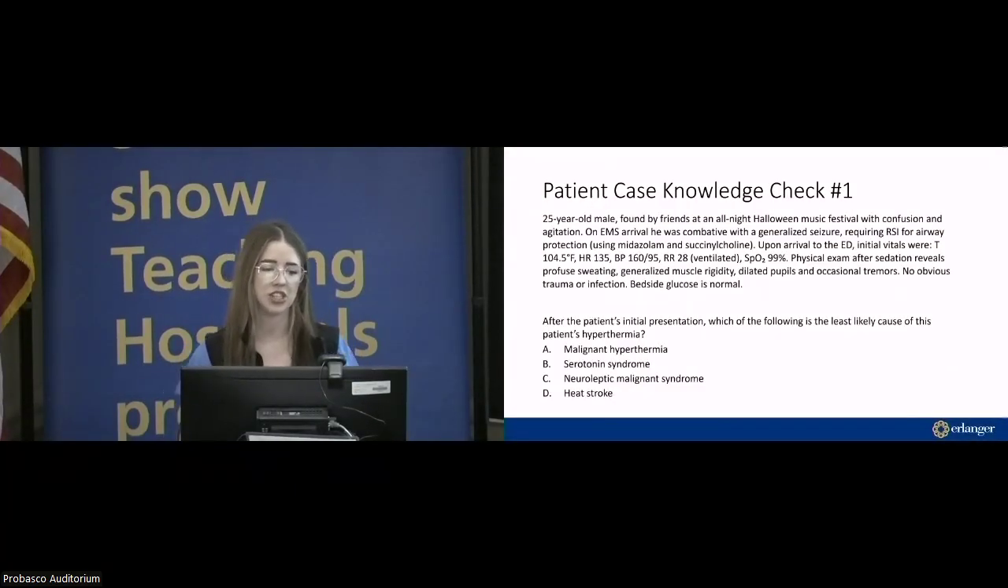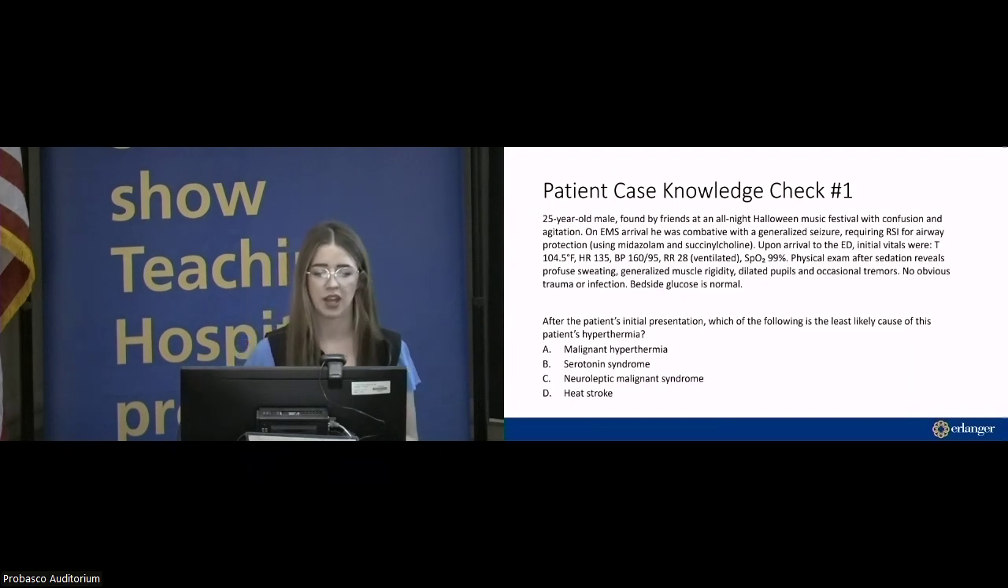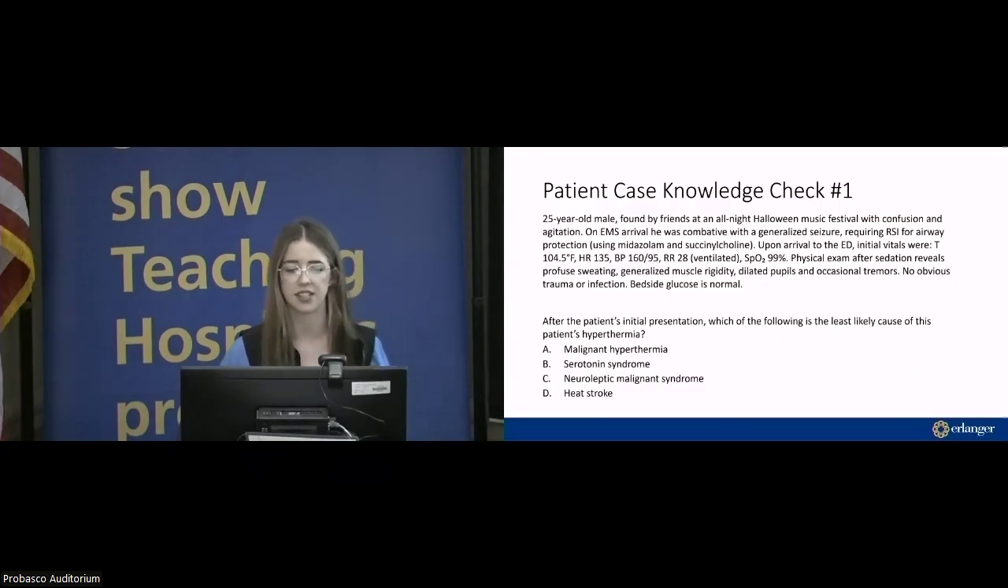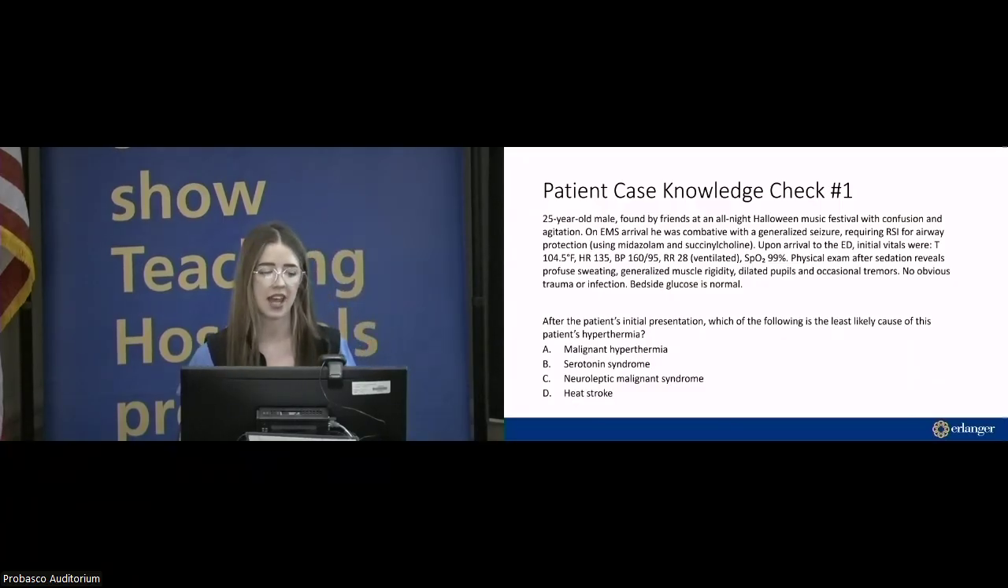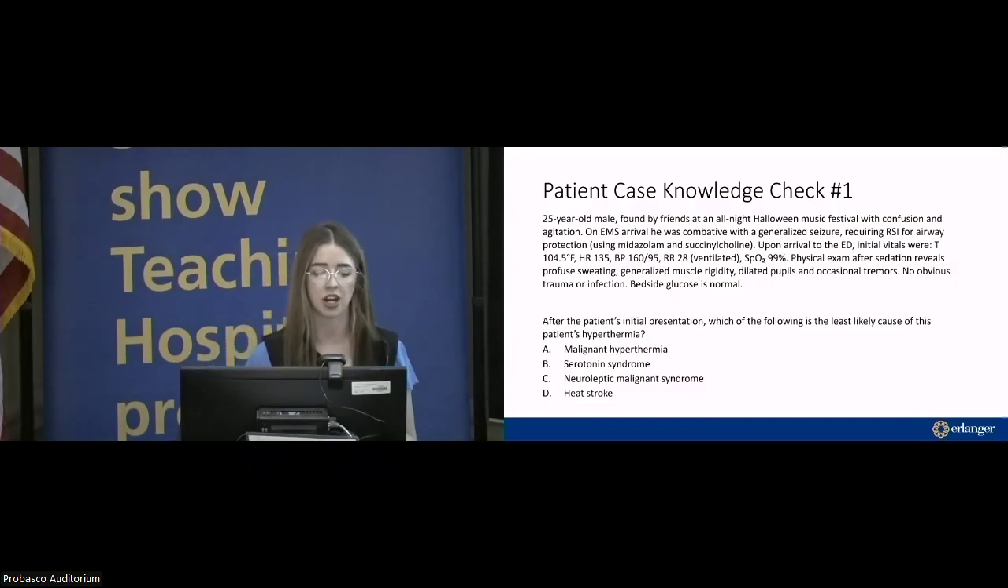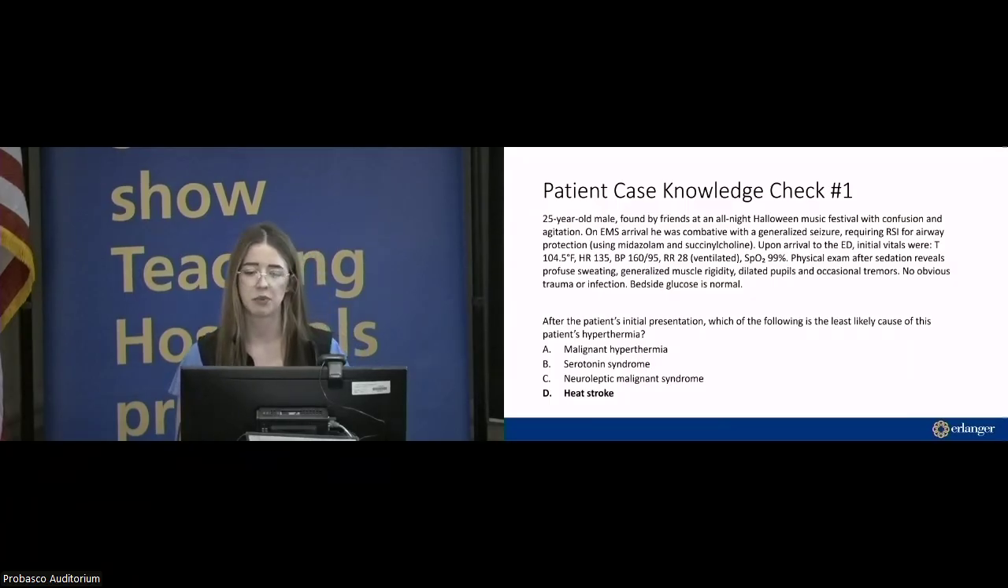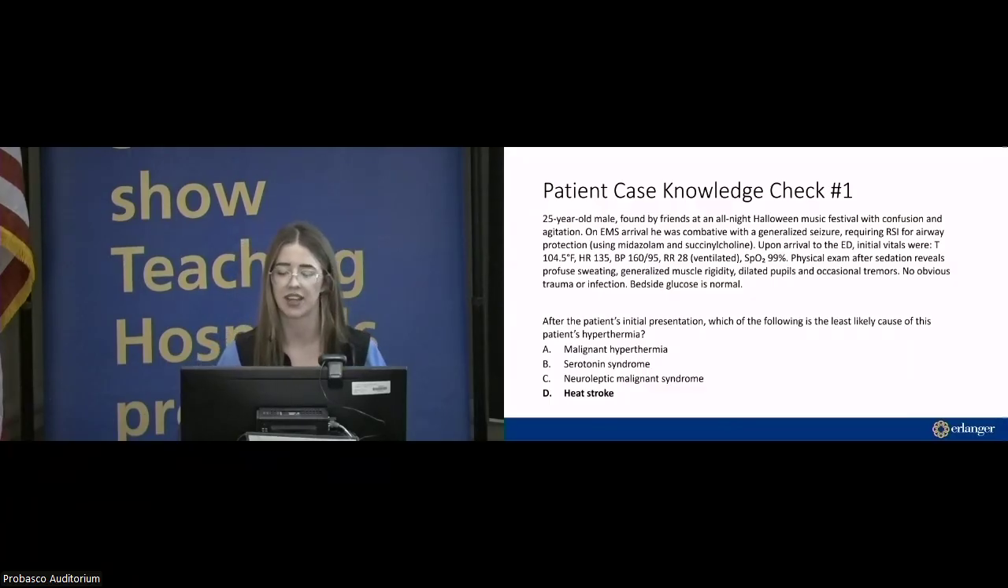Going back to our patient case with our 25-year-old male, after the patient's initial presentation, which of the following is the least likely cause of this patient's hyperthermia? Is it A, malignant hyperthermia, B, serotonin syndrome, C, neuroleptic malignant syndrome, or D, heat stroke? The answer is D, heat stroke is the least likely. Although this was an outdoor event, his presentation was not consistent with exertional or classic heat stroke, especially given the rigidity and tremors that he was experiencing.